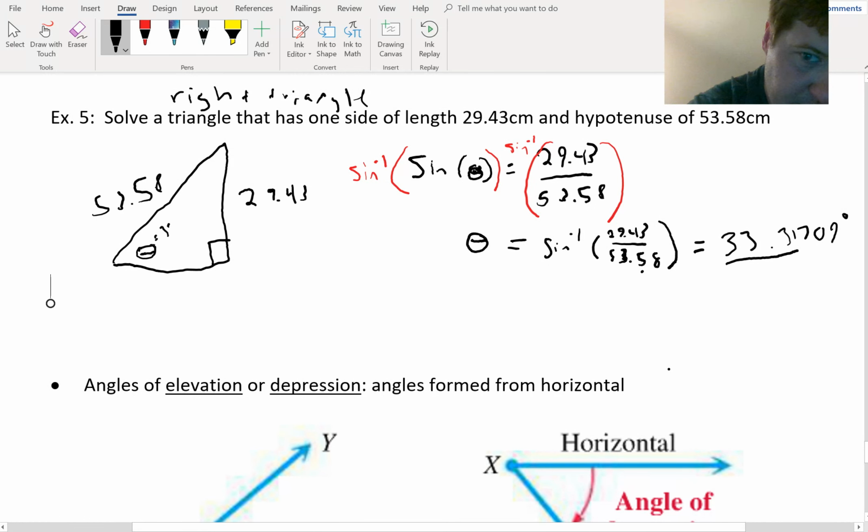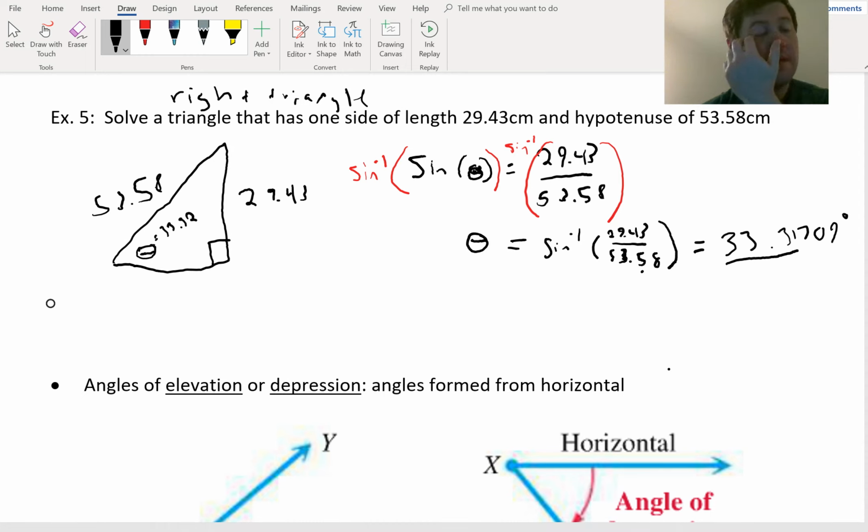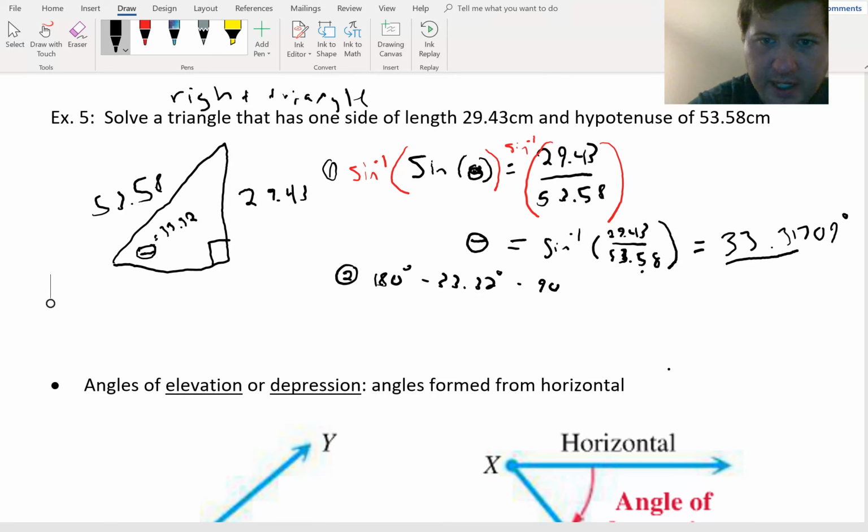33.32. Just like before, I'm not going to use a trig function to find my other angle. I'm just going to use the fact that these things add up to 180. So there was step 1. Step 2 is to take 180 degrees and subtract the angle we just found, 33.32 degrees, and subtract the angle 90 degrees.